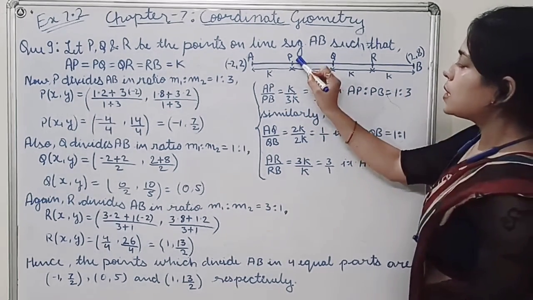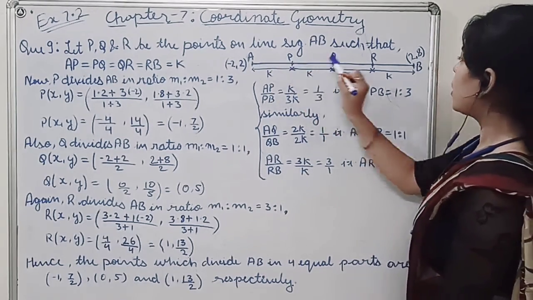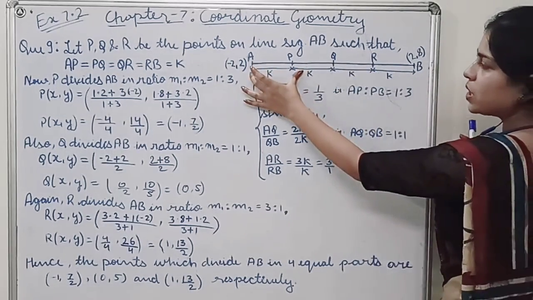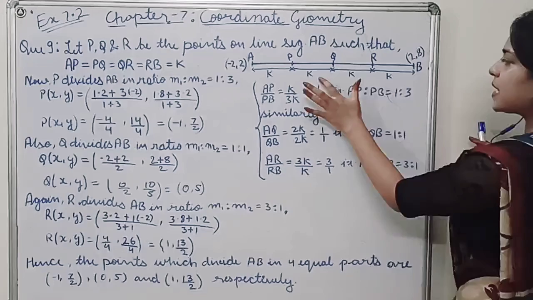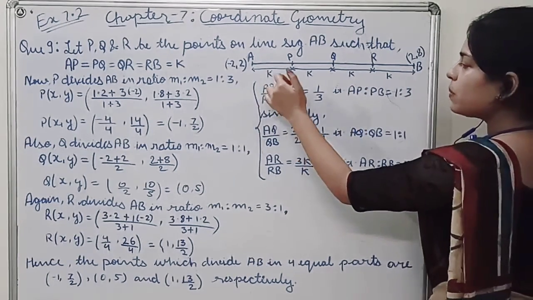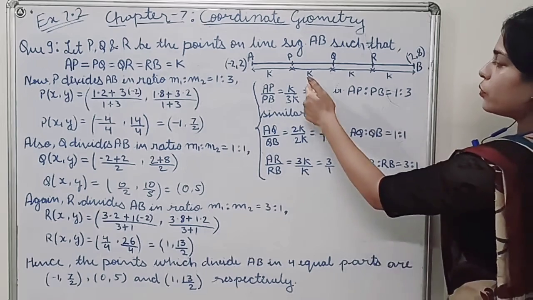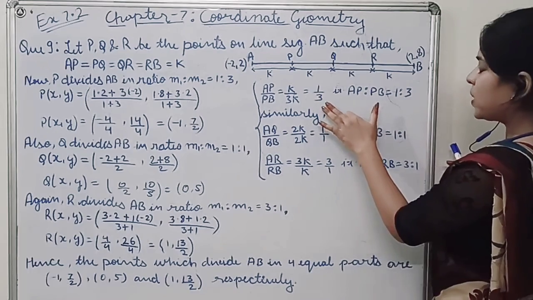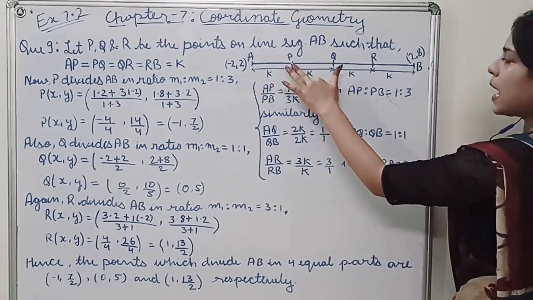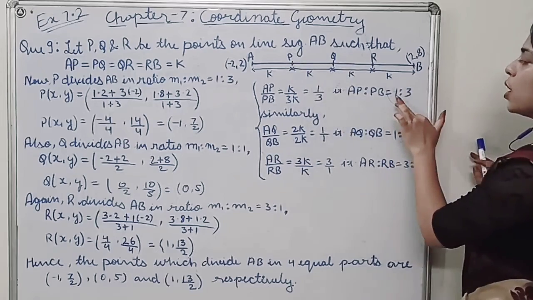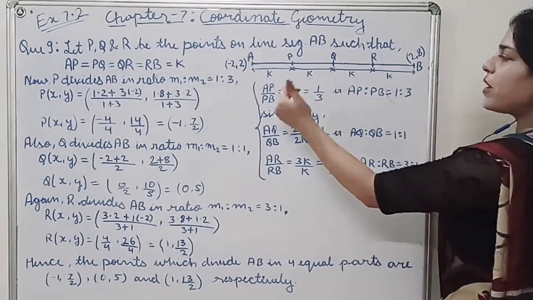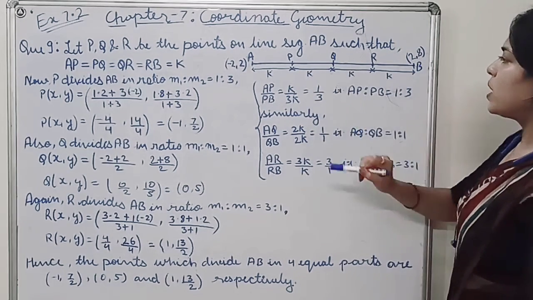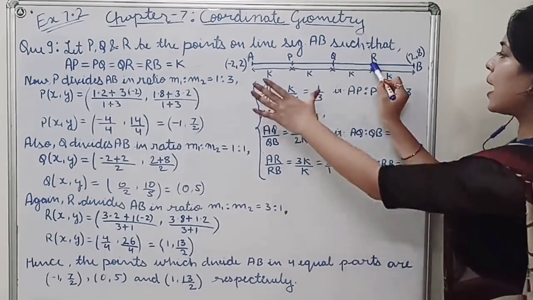Okay, so here we have AP upon PB. AP is K and PB will be what? PB is 3 equal parts, AP is 1 equal part and PB is K, K and K, meaning K plus K plus K, which is 3 equal parts. So AP upon PB is K upon 3K, which gives us 1 upon 3. The ratio of the lengths of AP and PB is 1 upon 3. That is the ratio of AP and PB, that is M1 is to M2 is 1 is to 3. Similarly, we will find the ratio of division of AQ and QB and AR and RB.